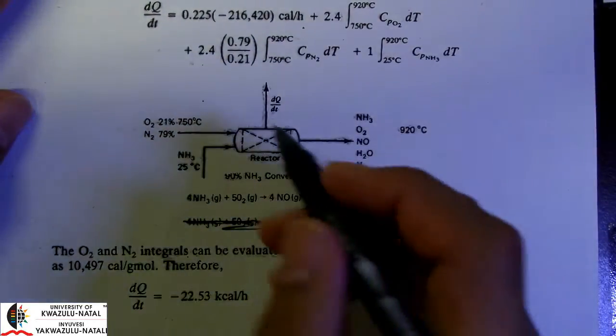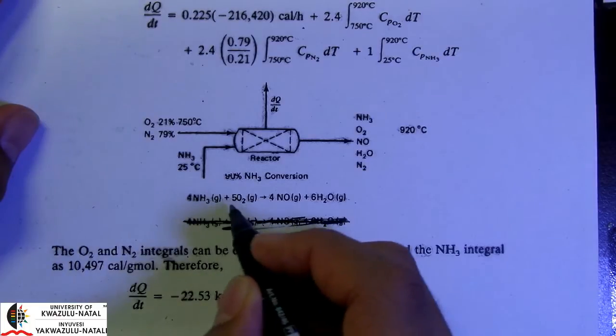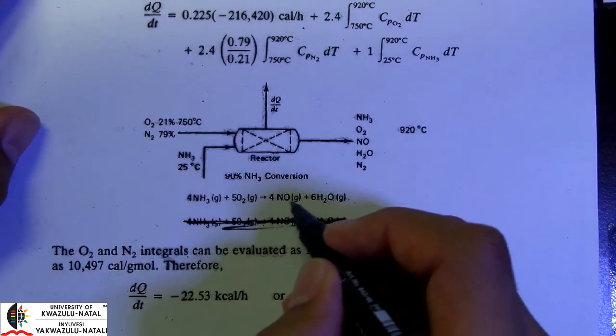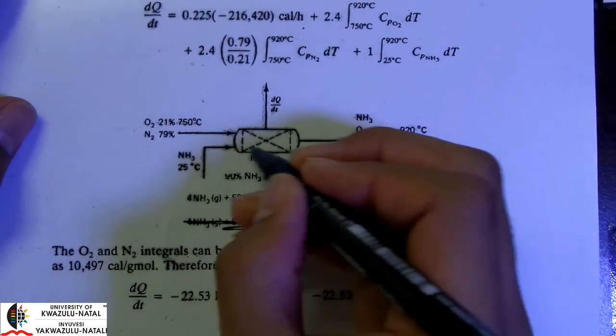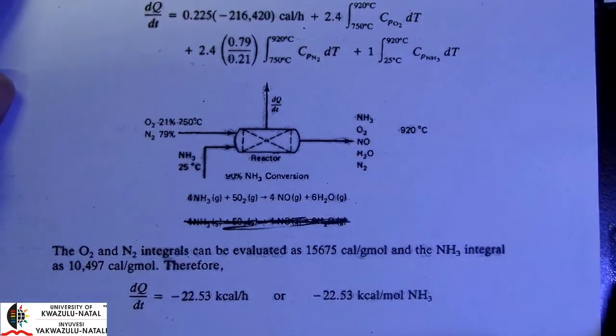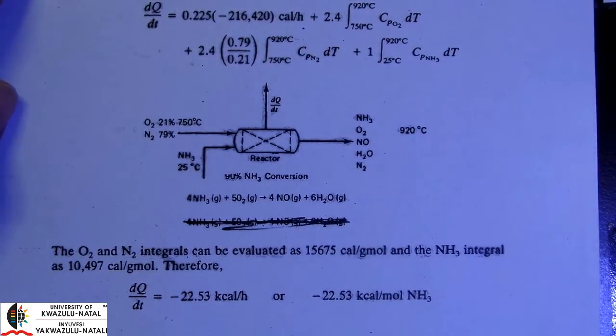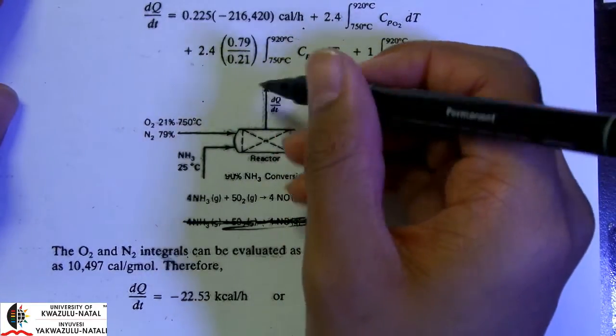Okay, and we've been given a figure down here, and we have our reaction as well, 4NH3 plus 5O2 giving us NO and H2O. Okay, and as you can see, there are 2 inputs, 1 output at 920 degrees. And as we may expect, we should require some heat removal.